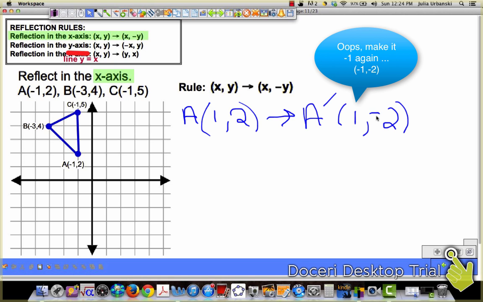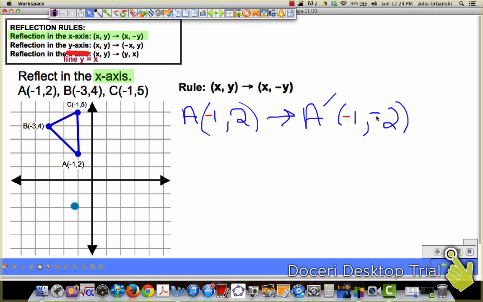So all I have to do now is go down here and mark my point at (negative 1, negative 2) this time. I go to the left 1 and I go down 2. Make that a little bit further over. There we go. All right, so now I've got my A prime. Notice that A is above going 2 spots, and A prime is going to be down going 2 spots. So it's exactly mirrored on the opposite side of the x-axis, which is going to be eventually acting as our mirror.